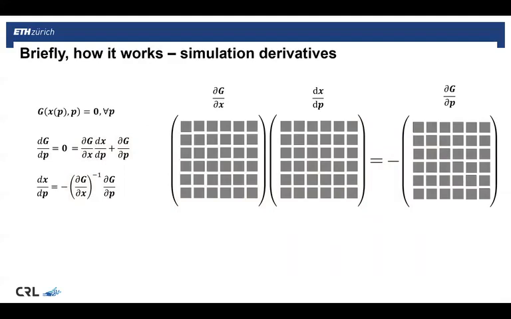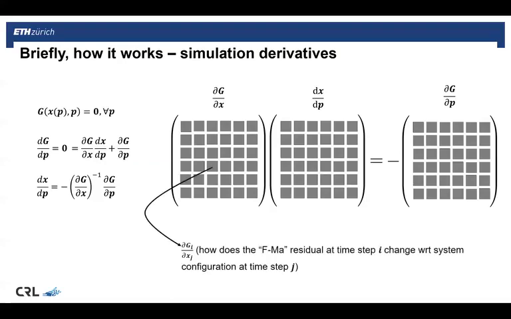Now here you have to be a little bit careful about the distinction between partial derivatives and total derivatives. This is basically what allows us to compute dx/dp analytically, even though x of p might not have a closed form expression. So now if we take a look at, let's say, the matrix that encodes partial derivatives of g with respect to x, well, every block in this matrix will tell us how the f minus ma residual at time step i will change with respect to the system configuration at time step j.